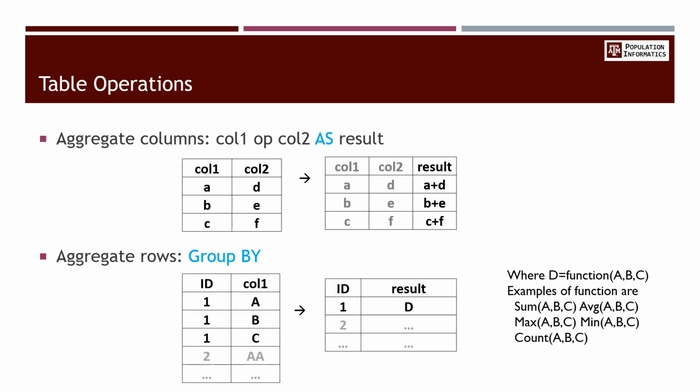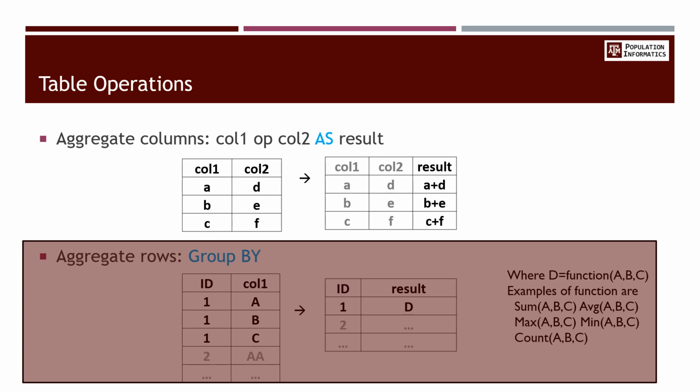Before we can move on to the last 2 keywords, as and group by, let's talk a little about table operations. In a table, there are 2 basic operations you can do. You can aggregate columns or rows. Aggregating columns is when you want to calculate a new column using the existing columns. This is done with the keyword as, followed by the new column name, as seen above. You specify how to calculate the new column before the keyword as.